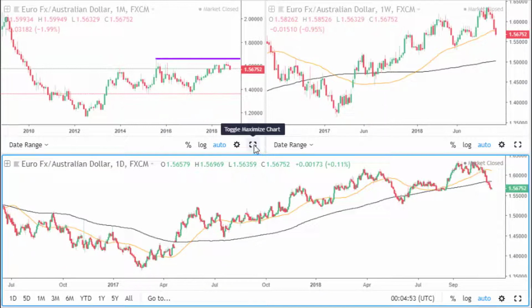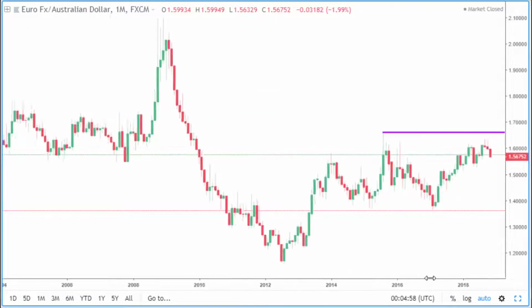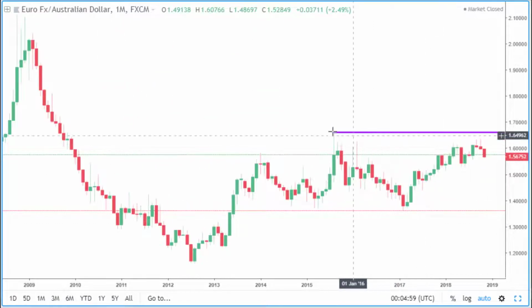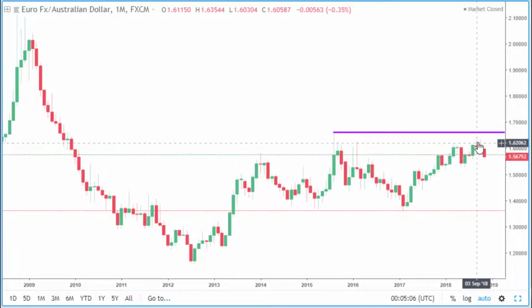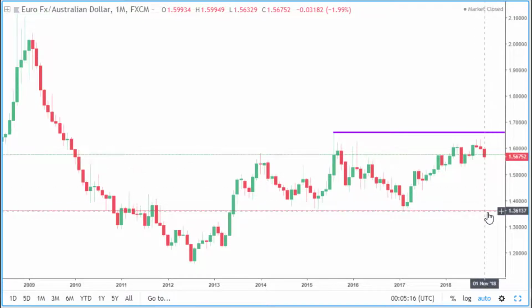So as usual, we're going to start by looking at the monthly time frame. You can see on the monthly, I've drawn in a resistance line from this high back in August 2015. Price hasn't yet reached that point and has since started to move back below last year's high. So if price can continue to remain below last year's high, we may see price travel down towards last year's low, which is a strong area of support.